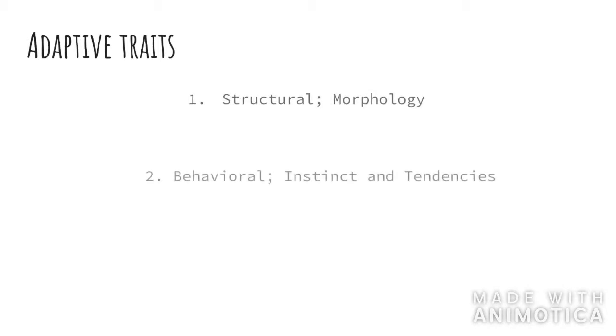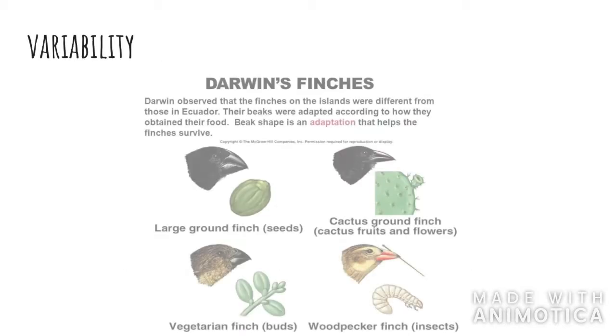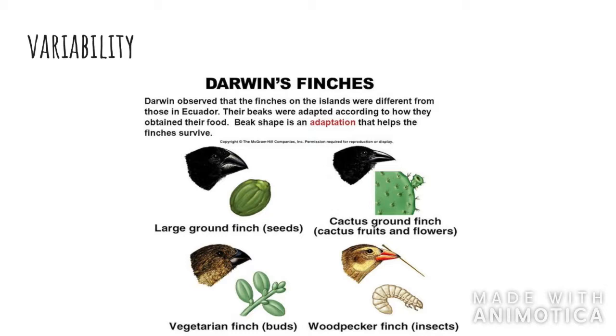The three aspects of an adapted trait are as follows: structural, which relates to morphology; behavioral, which relates to an organism's instinct and tendencies; and physiological, which can be split into two categories. First is homeostatic function, which deals with growth, development and temperature regulation, or a special function that is dependent on the specific organism. A prime example of adaptation are Darwin's finches, where those on islands differed from ones in Ecuador.